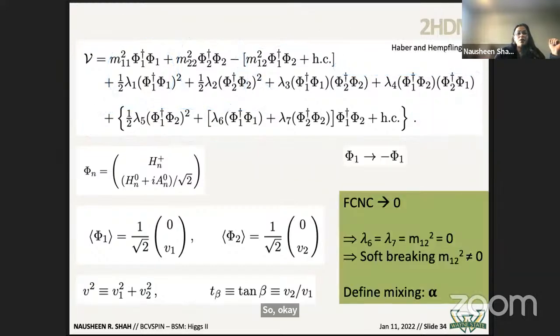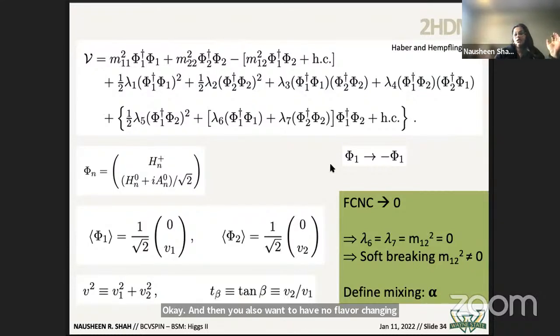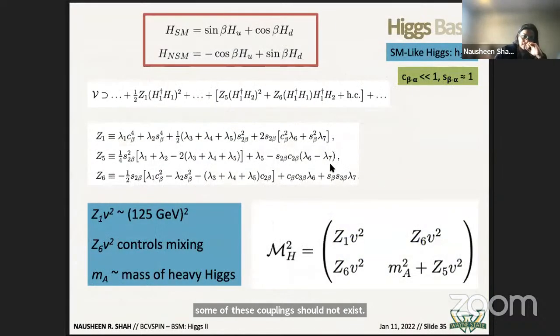Okay, and then you also want to have no flavor changing neutral currents again, so that also says some of these couplings should not exist. You have your alpha mixing angle, and you have to have alignment, right? So again, this statement, the cosine of beta minus alpha has to be much, much less than 1. Sine of beta minus alpha is equal to 1.